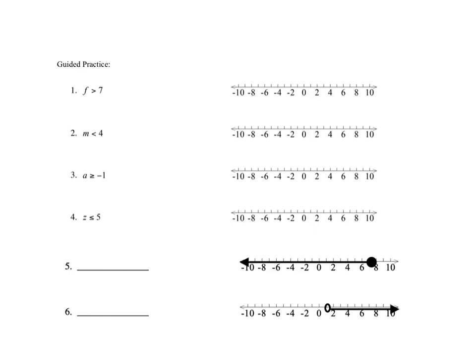So here, f is greater than 7. It's an open circle because it does not include 7, and it's going to the right. m is less than 4. It's an open circle because it does not include 4, and it's to the left. a is greater than or equal to -1, closed circle, going to the right. z is less than or equal to 5, closed circle, going left.